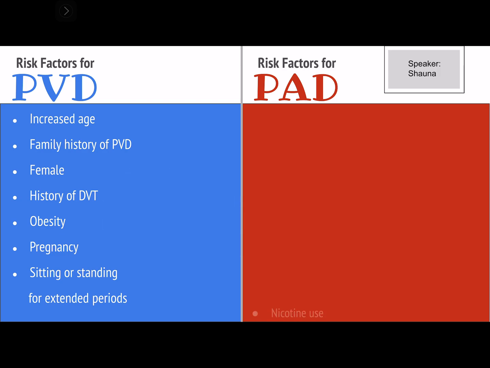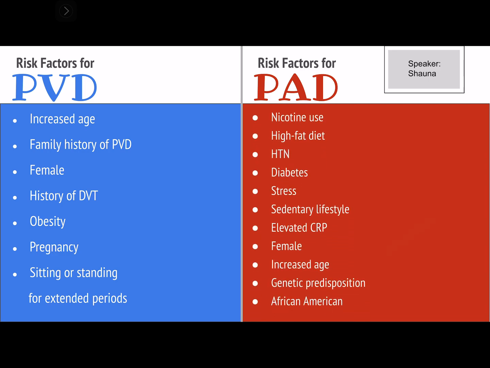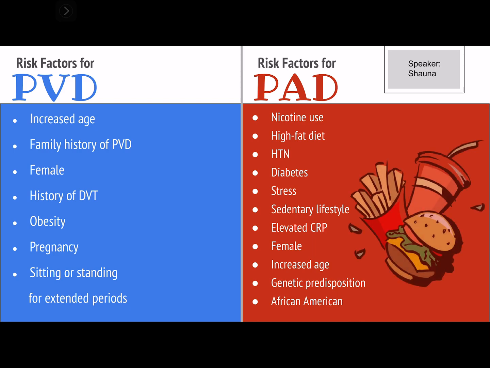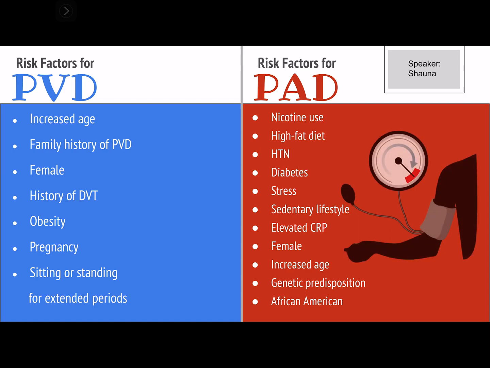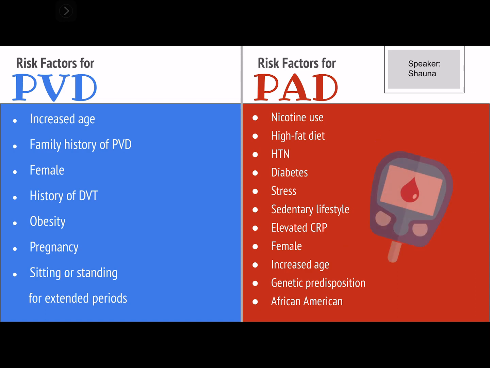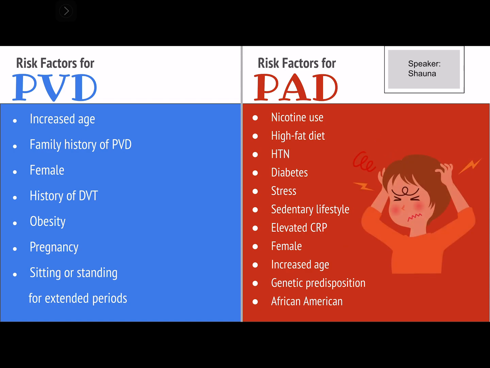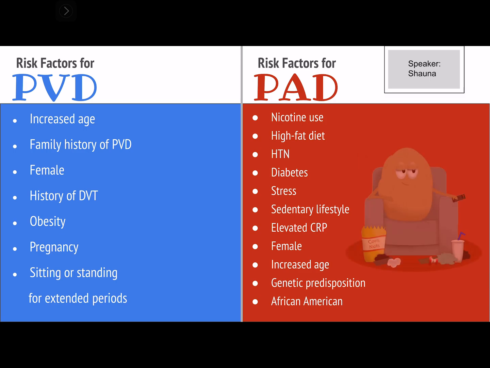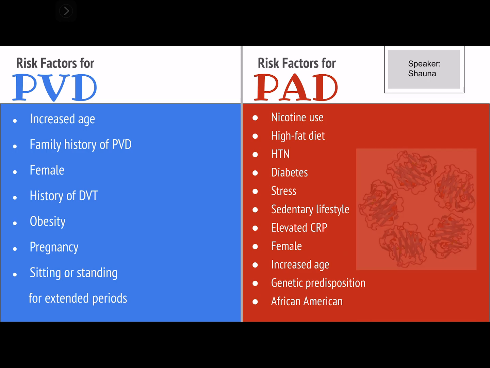Risk factors for PAD include smoking, which is the most important modifiable risk factor for peripheral artery disease due to the vasoconstrictive properties of nicotine. Others include a poor diet, which contributes to hyperlipidemia and atherosclerosis, hypertension, diabetes, stress, an inactive lifestyle, elevated C-reactive protein, which indicates damage of the blood vessels.